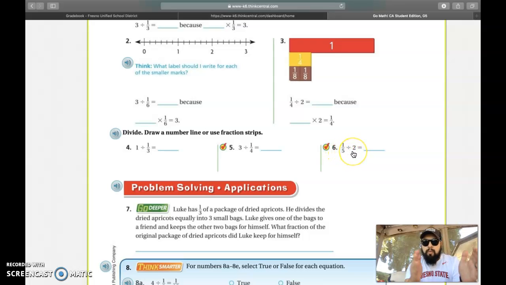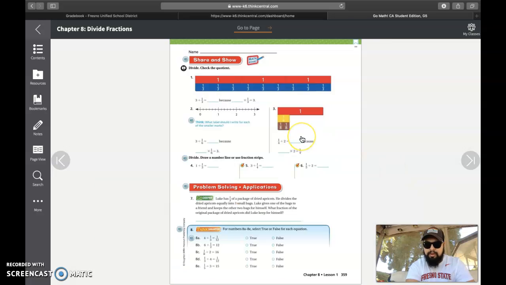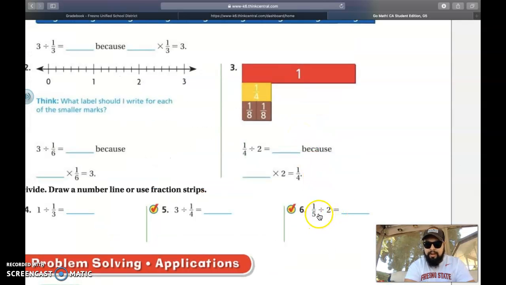And number 6, 1/5. Okay, now this one's different because we're taking a fraction divided into a whole. 1/5 divided into 2. Well, now that's 1/10. And a little trick we said was just multiply 5 times the denominator by the whole number, and then put it under 1. 5 times 2 is 10. 1/10. Okay.